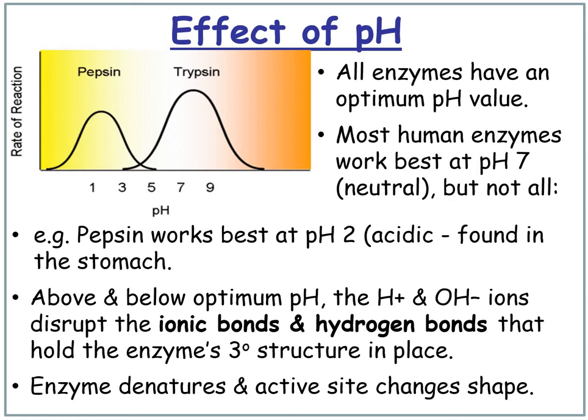Above and below the optimum pH, the H+ and OH- ions disrupt the ionic bonds and the hydrogen bonds that hold the enzyme tertiary structure in place. So the enzyme denatures and the active site changes shape.